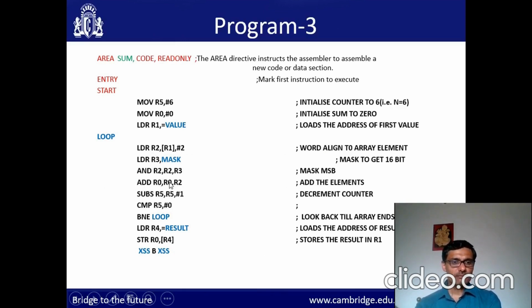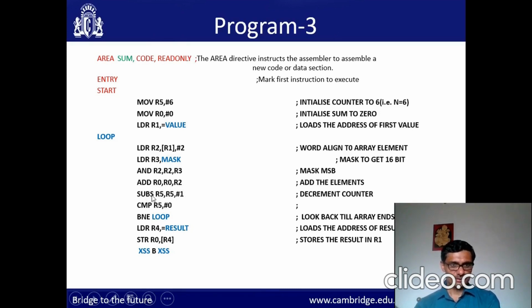Now you perform the addition here. What is there in R2? R2 has our 16-bit number. R0 has 0 initially. So 0 plus our 16-bit number, both are added and the result is stored in R0. So R0 has the partial result now.